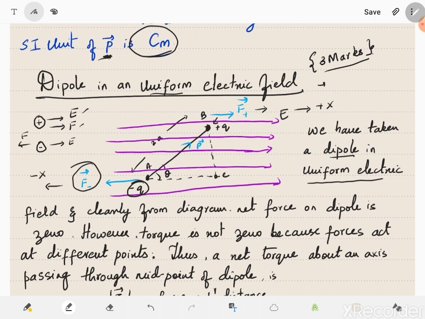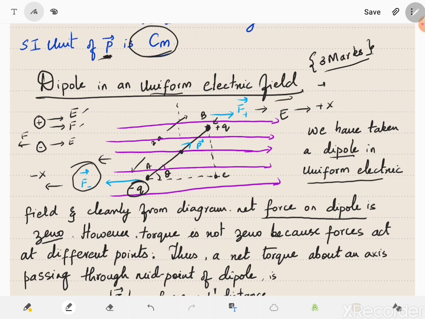So what's the total effect? The net force on the dipole is going to be 0. The total force on an electric dipole placed in a uniform electric field is going to be 0. However, these forces are acting at 2 different points. They're not along the same line. One is along this line and the other one is along this line.